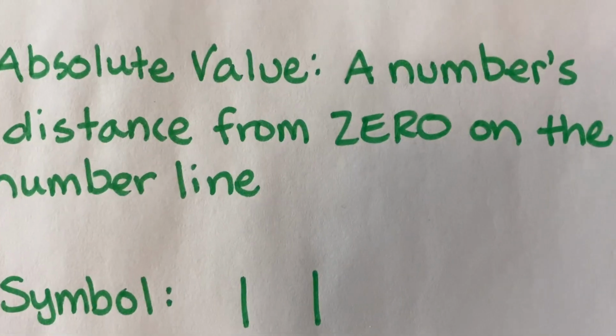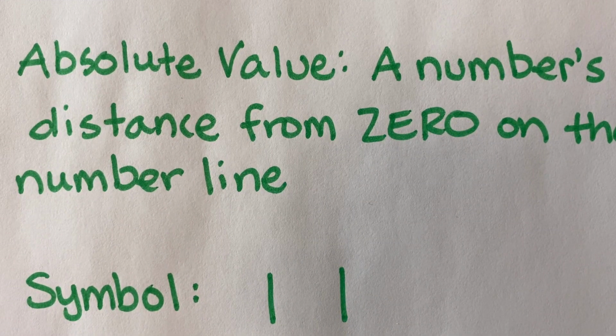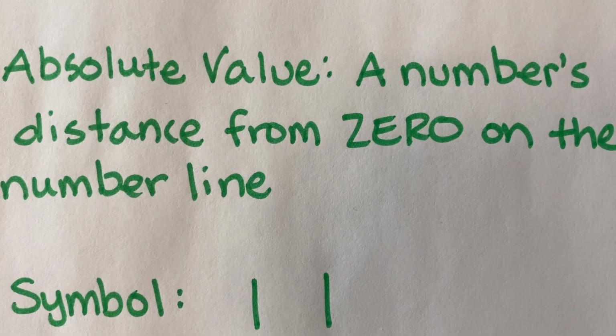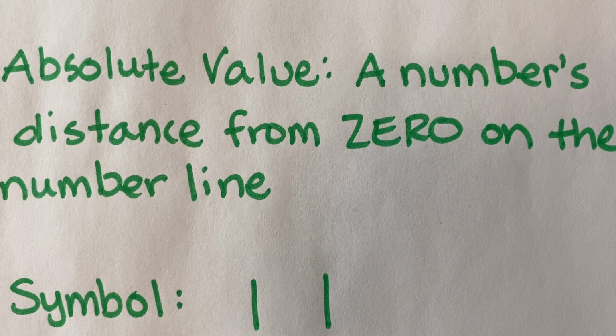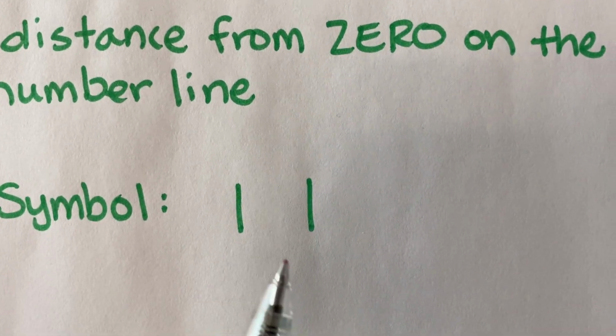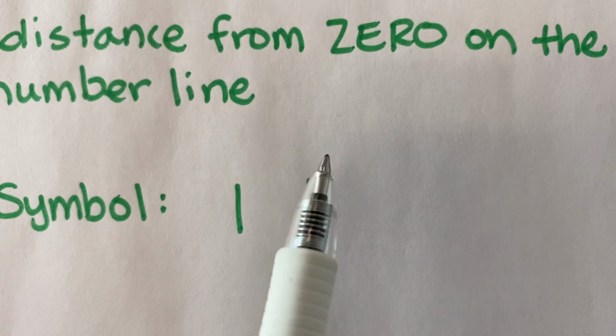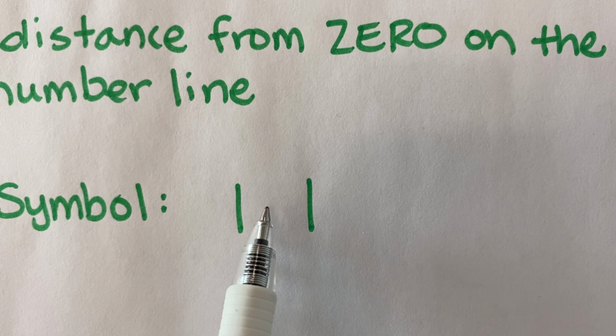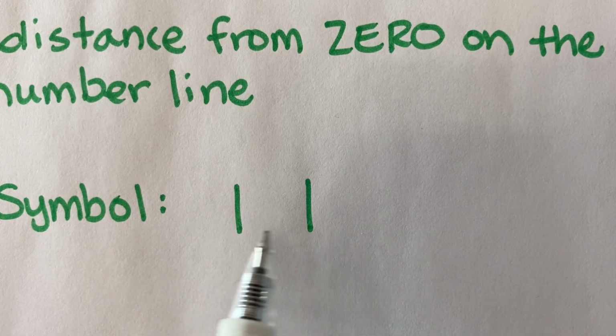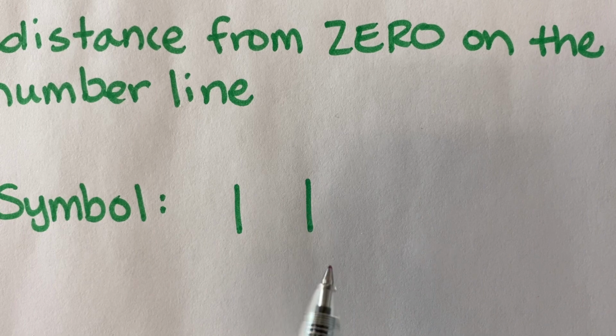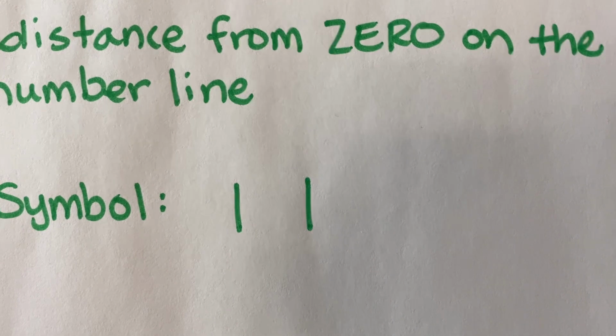So we're going to start with the definition of that. Really simple actually. So here's the definition. Absolute value is nothing more than a number's distance from zero on the number line. A number's distance from zero on the number line. And the symbol that goes with absolute value is right here. It's these two vertical bars, and you're going to put the number in between. So it's sort of like parentheses, but different because the bars are straight. So I'll show you how to do it right here.